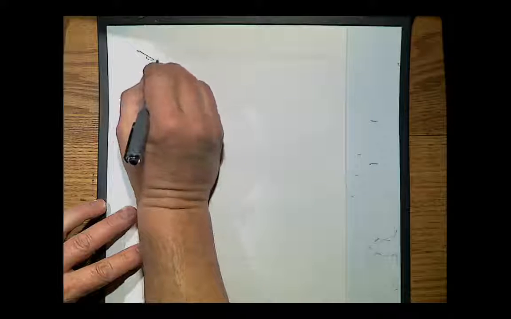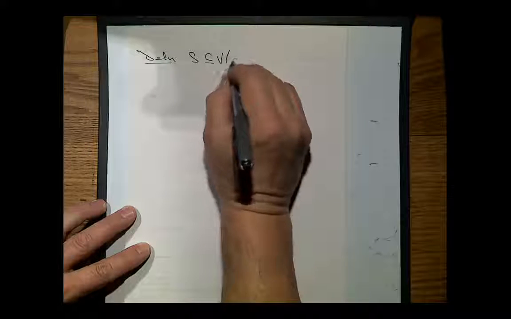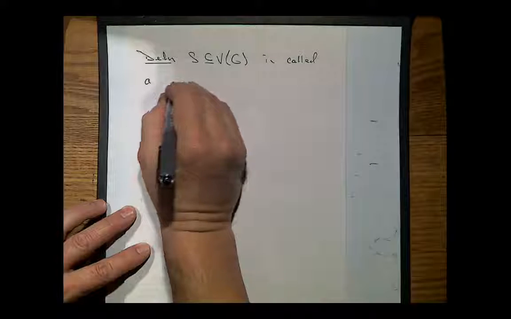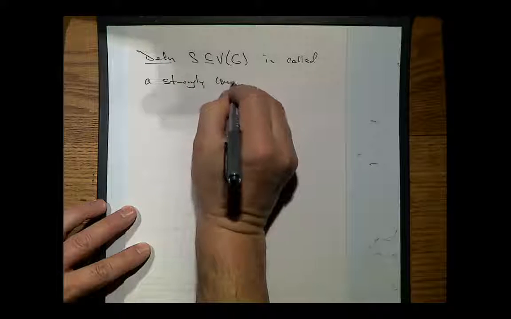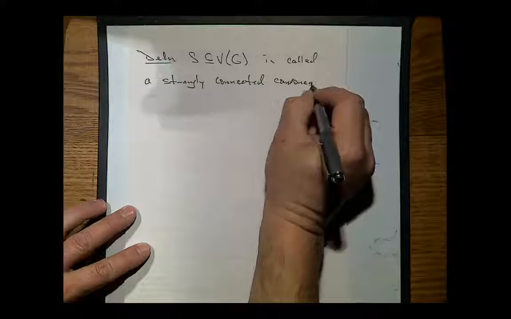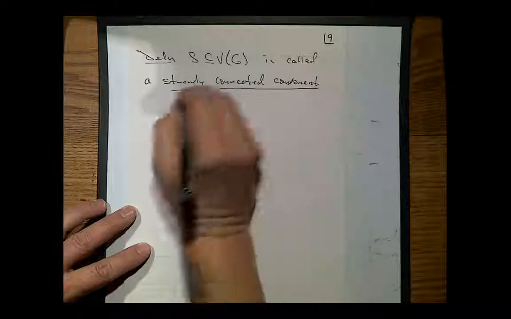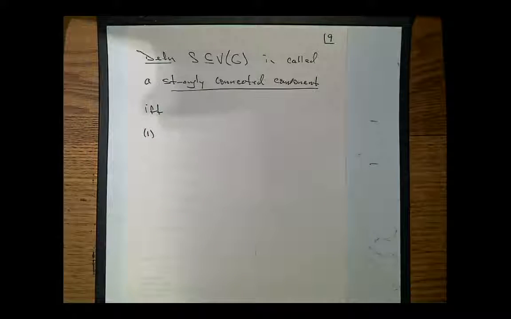So, more generally, the definition: S, a subset of the vertex set in G, is called a strongly connected component if and only if two things hold. One, S is strongly connected.